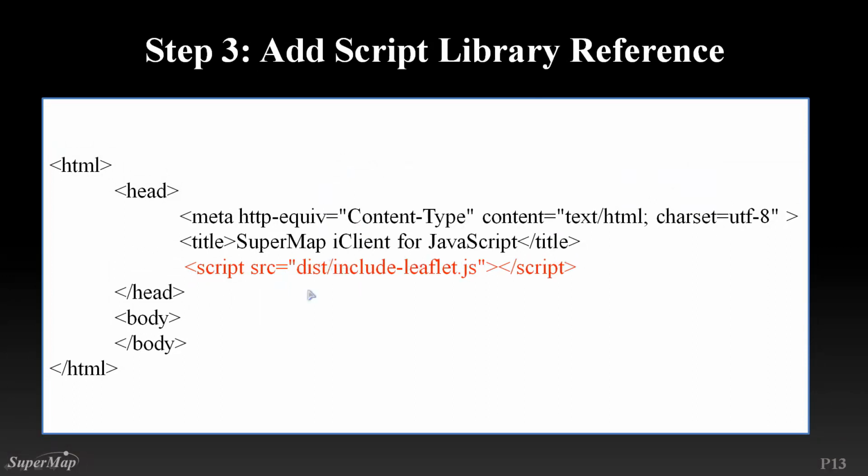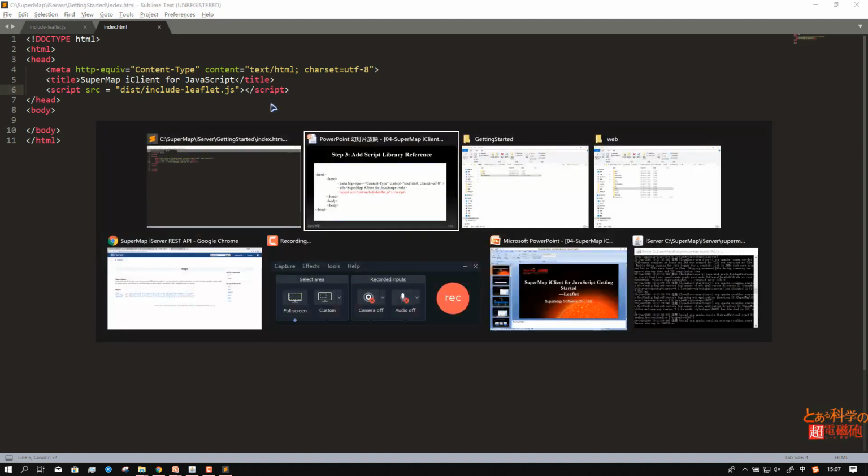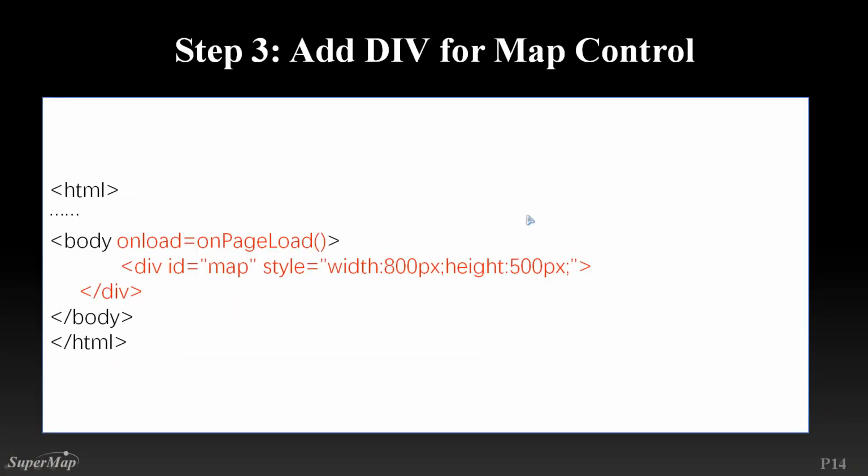Next, let's include the script libraries of SuperMap. That is, include the modified include-leaflet script file under the dist folder. So you do script. Let me delete that. Source equals dist, leaflet, include-leaflet.js. Okay. When finished, let's add a div control to place our map.